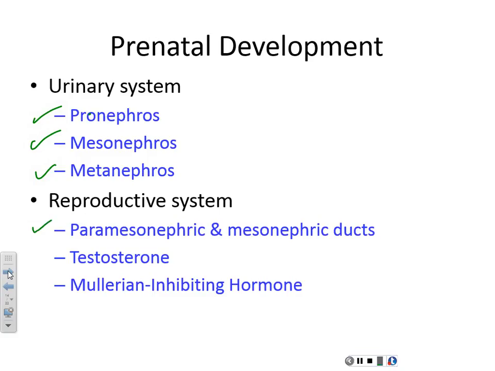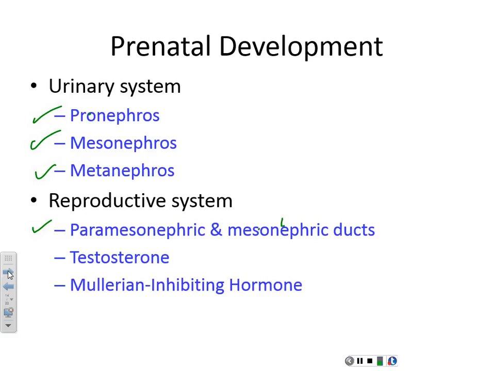So the paramesonephric ducts will be growing close to the mesonephros, and then the mesonephric ducts will grow in there at the same time, simultaneously. So you could be boy or girl at that stage. Okay? So now testosterone happens, and then it will switch on this guy.